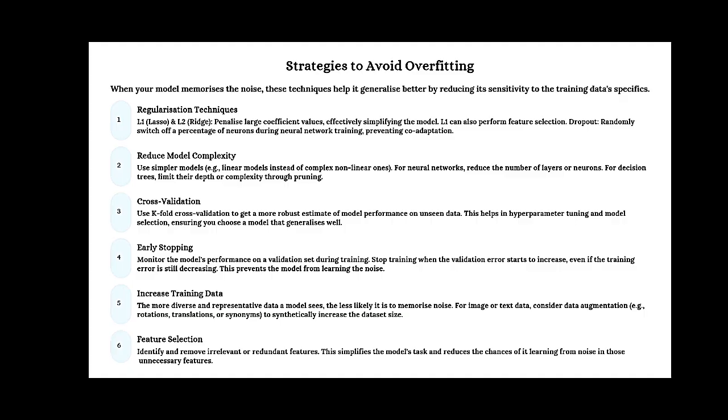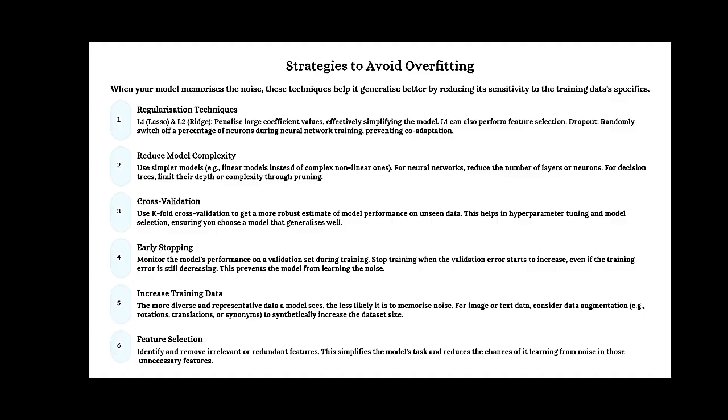These are powerful tools: L1, Lasso, and L2, Ridge. Regularization adds a penalty for large coefficient values, which simplifies the model. L1 can also perform automatic feature selection. Dropout is a technique for neural networks where a random percentage of neurons are switched off during training, preventing them from becoming too dependent. Then reducing model complexity.